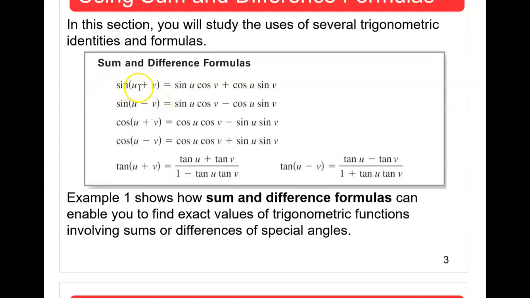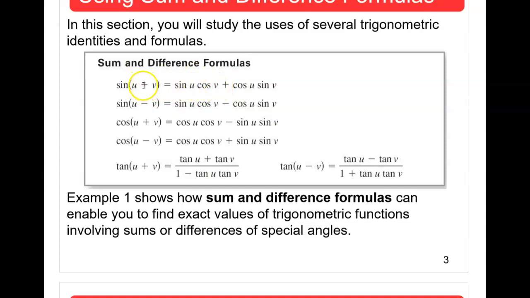Well, I'm going to read them from top to bottom. So the first one represents the sine of the sum of two angles. And so that one could be expanded into the product of two trigonometric functions. For example, we will take the product of sine of the first angle, which is u. So we have sine u times the cosine of the other angle, which is angle v. So we have sine u times cosine v.